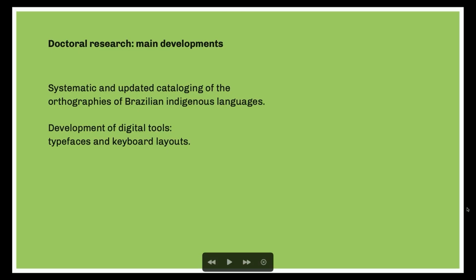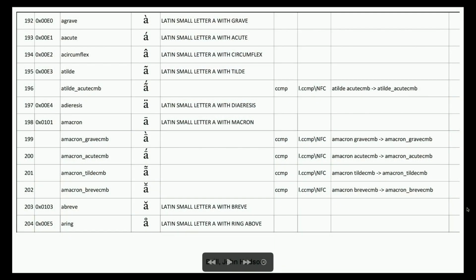So during my doctoral studies, I tried to make a systematic and updated cataloging of the orthographies of these languages, so that we could develop nicely designed typefaces and proper keyboard layouts for these languages. So this is, let's say, a source of inspiration, the work of John Hudson.